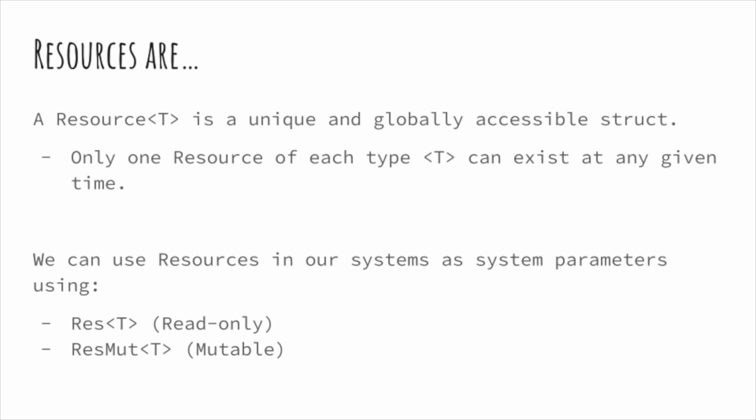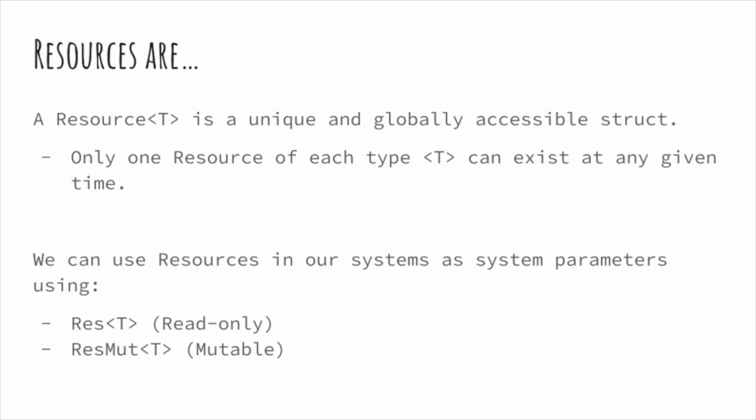Next, let's talk about Bevy resources. A Bevy resource is simply a unique and globally accessible struct. This is primarily used for data, but can also be used for functionality, like we see with the asset server.load method. Only one resource of each type can exist at any given time.